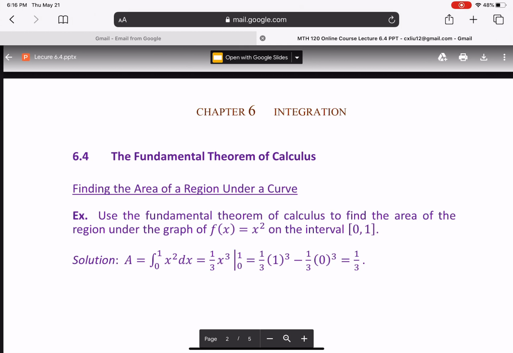So what we need to do is just find the antiderivative of x squared, which we choose to be 1/3 x cubed. And then we plug in 1 and 0 in the antiderivative, and then subtract. So we get 1/3 times 1 cubed minus 1/3 times 0 cubed. And at the end, we get 1/3. So this is the same answer we obtained the last time.